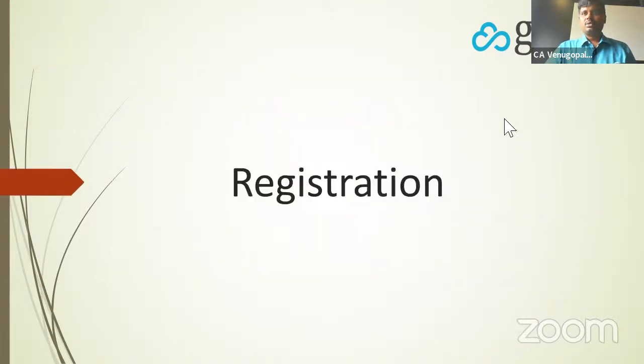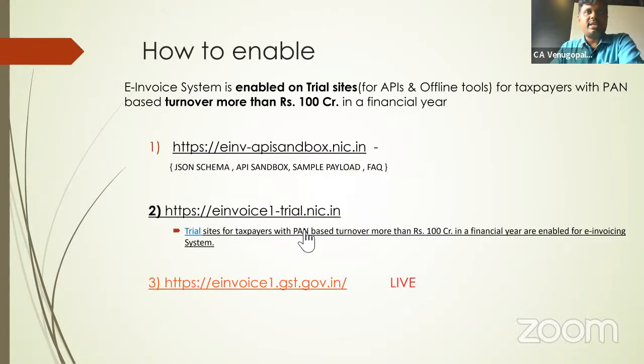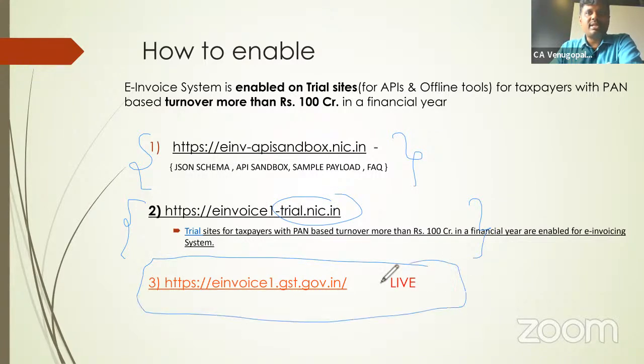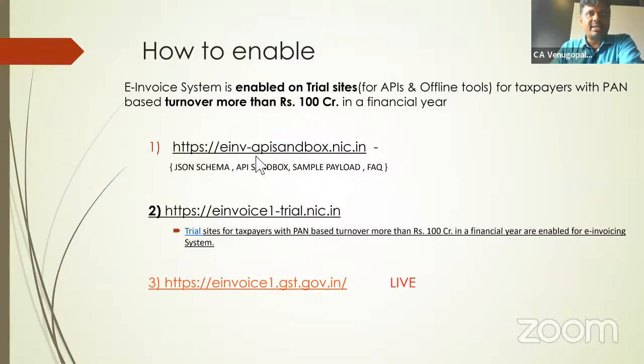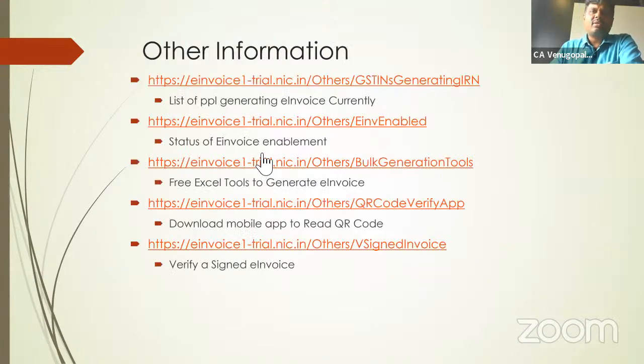All right. So let's get into the operational aspects of it. Registration. Government has given 3 portals for the application developers, programmers. There is a sandbox. You can make a trial if you are into a trial. There is a trial, and what is colored is the live portal. That is what one has to be using for generating e-invoices. They have also given a lot of utilities.